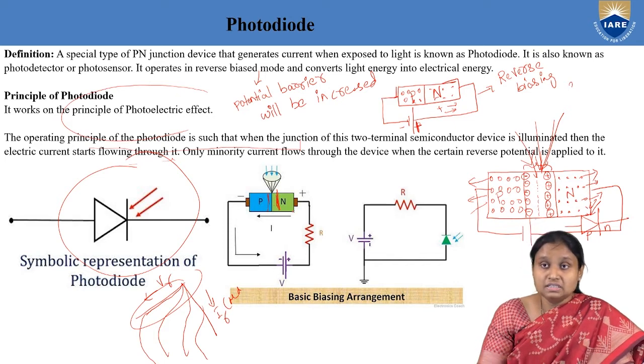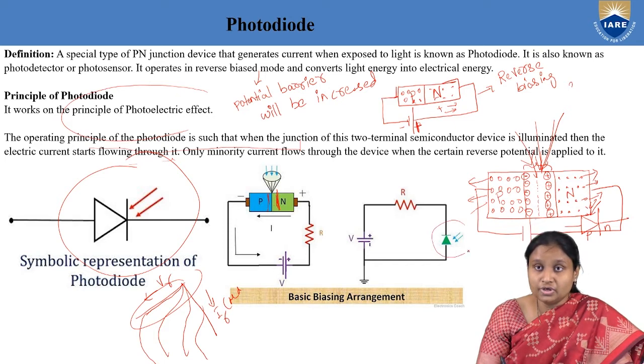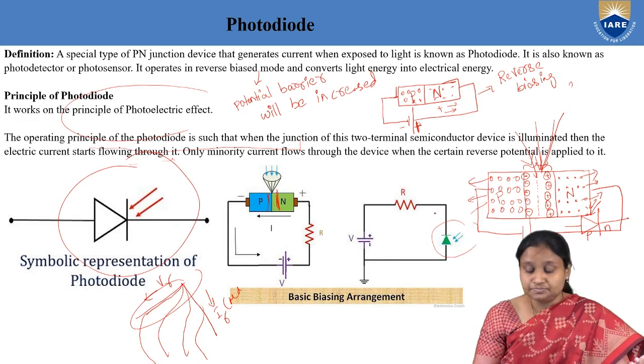Okay, so as you can see here, this is the symbol of our photodiode. Once I have reverse biased it, and if I put a resistor in the circuit, then you will observe that there is a flow of current. Your photodiode will act as a conductor.